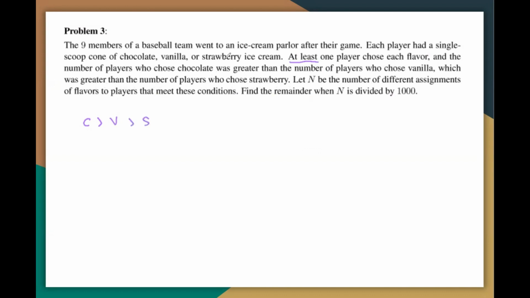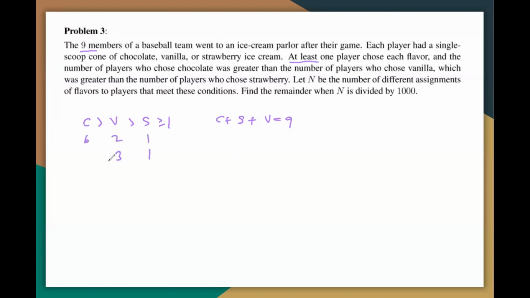We're also given that at least one player chose each flavor, and we want the number of different assignments of the flavors to players that meet the conditions. Since we are told at least one, S should be at least 1, and since we have 9 people, S plus V plus C should be 9. Since 9 is not a big number, we can go with cases. S could be 1, and V might be 2, which is 3, so C must be 6 to get 9.